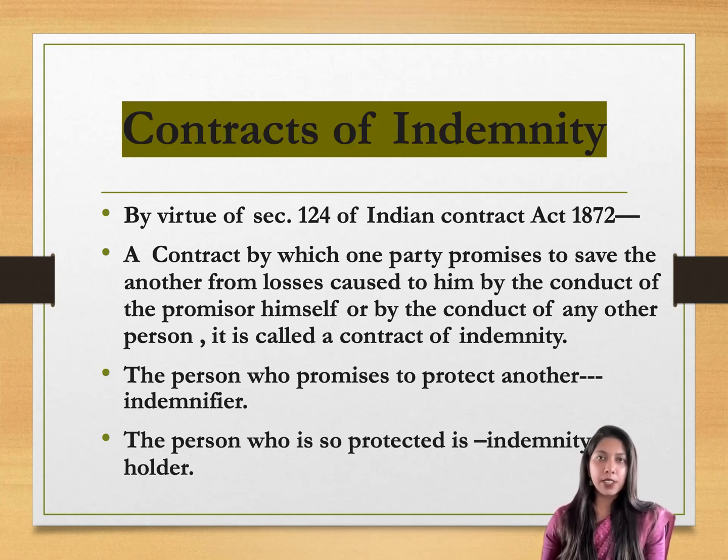And there are two parties to it. One is the indemnifier. The next one is the indemnity-holder. So who is an indemnifier and who is an indemnity-holder? The person who promises to protect you is the indemnifier. And you yourself, the person who is so protected, is the indemnity-holder. So who is ready to protect you? He is the indemnifier and you are the indemnity-holder. So these are the two parties in a contract of indemnity.